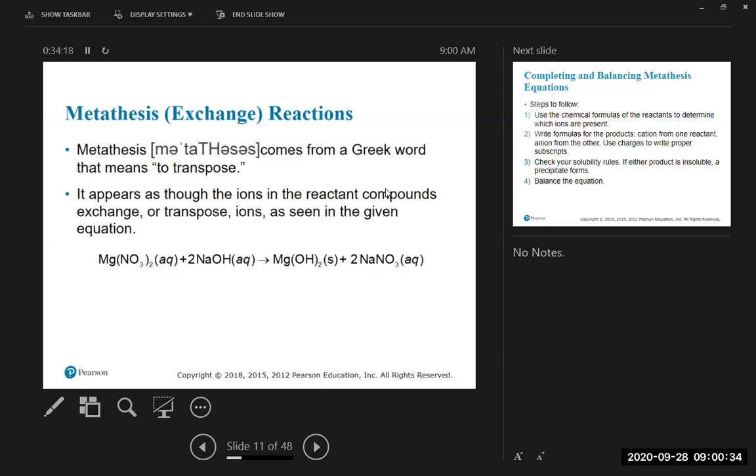The sodium nitrate, however, going back to that solubility table that we're going to learn, tells us that the sodium and the nitrate, that combination, those two will stay in solution. Those will stay as a sodium ion and a nitrate ion.